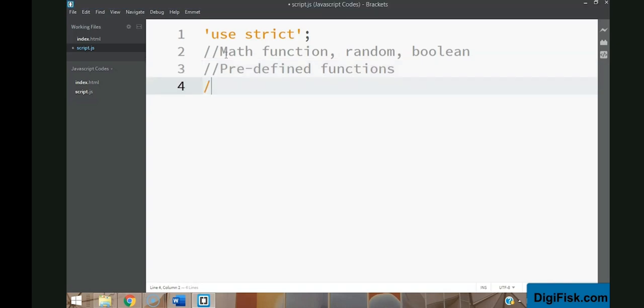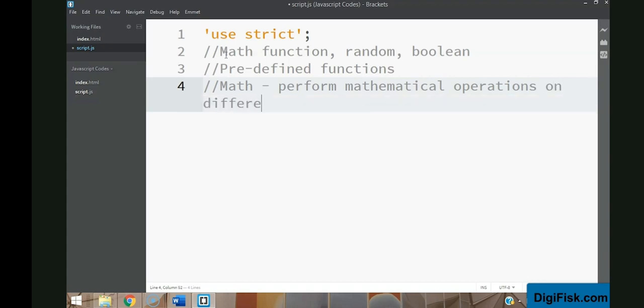For example, the Math function can be used to perform mathematical operations on different numbers. Obviously, as the name implies, that's what you can do. They let you do certain things without having to write a lot of code for that to happen. For example, you can find the square root, square, or cube of numbers, stuff like that. So there are functions for all of these things. Let's look at all of the math functions that are available.